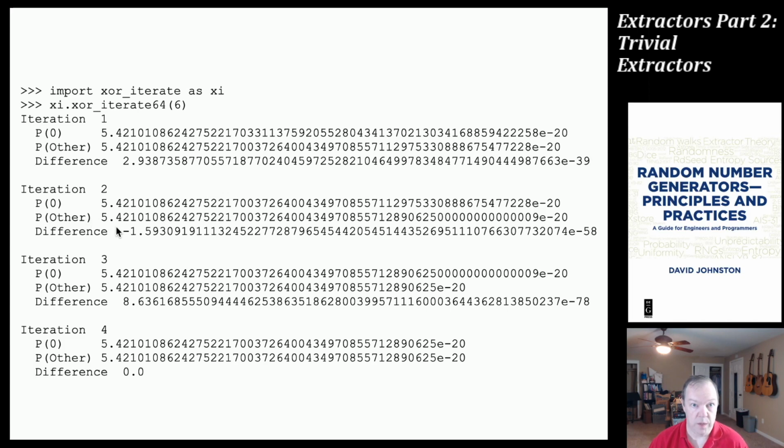We exclusive OR in another of these values, and now the distance is less, minus 1 times 10 to the minus 58. Do it again. We should really take the absolute difference for the distance. And do it again, 4 values together, so this is 2, 3, 4. It's 10 to the minus 78. And here, on the fourth iteration, the difference is 0. What this is saying is the difference has stretched out to more than 200 digits of precision.